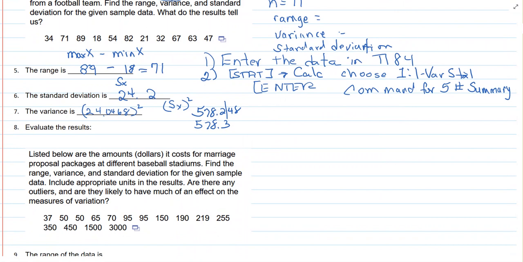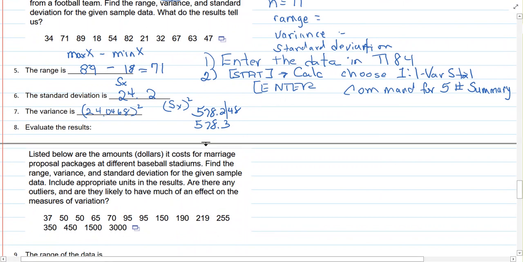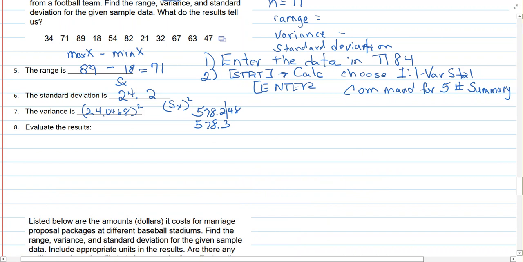Evaluate the result. Well, what do we want to evaluate? Okay, now let's look at this. The range is 71. The standard deviation is 24. It's a big gap. And the variance is this value. So what we have is common sense.